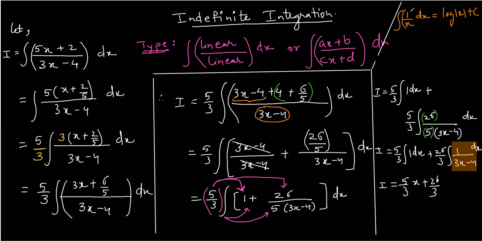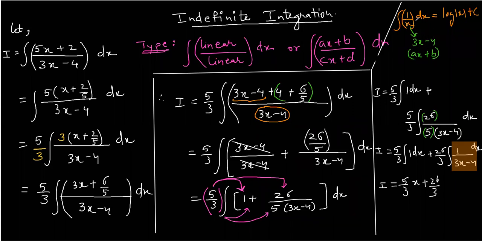Integration of 1 upon x dx is log mod x plus c. Here you notice that this function is the same as this function. The only thing we have done is, in place of x, we are writing 3x minus 4, which is in the form ax plus b. This b is negative 4.